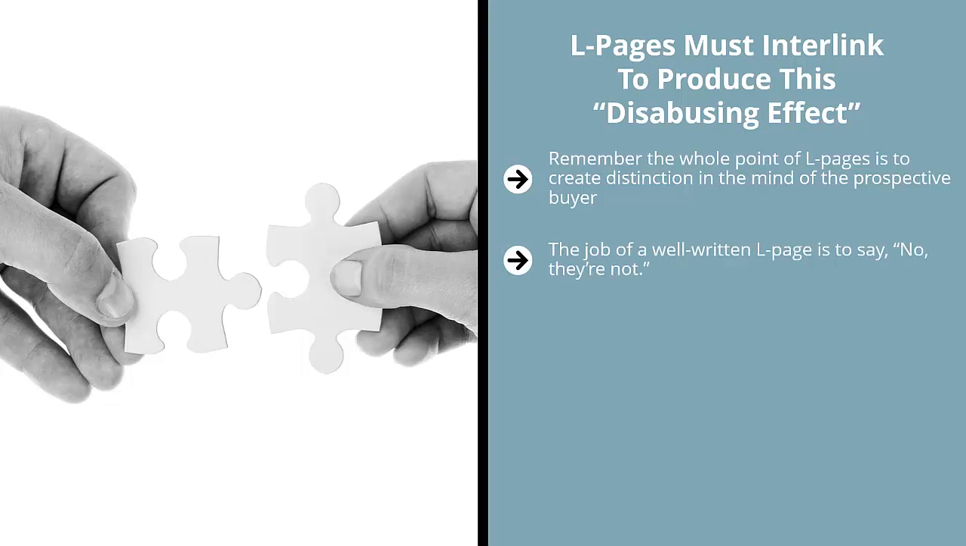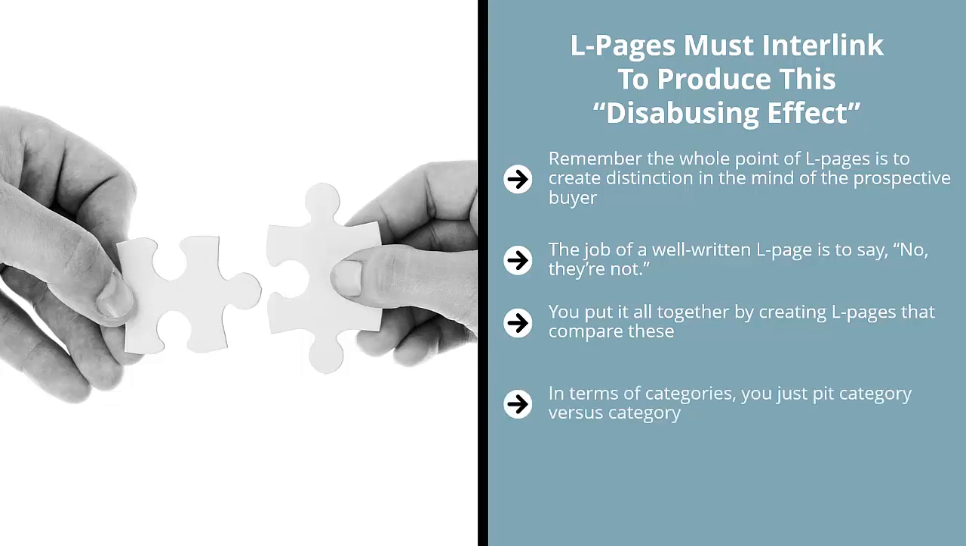How do you make your case? You can say that there are different levels. There are different categories. There are different types. There are different brands. There are different products. You put it all together by creating L pages that compare these. So, with the different levels, you list them down. You say top level, bottom level, and then explain why. In terms of categories, you just pit category versus category. You would say this is one particular category of solution and this is another. These are weaknesses and strengths, pros and cons, you name it.